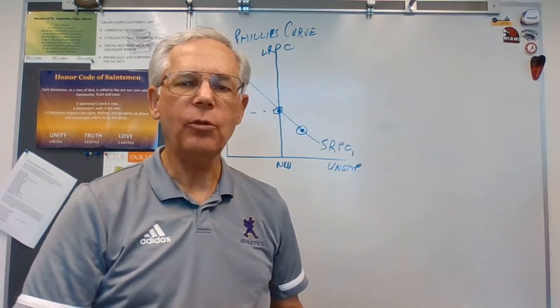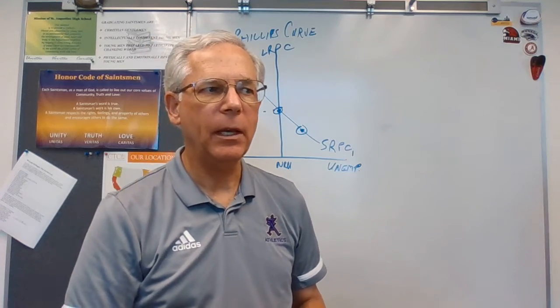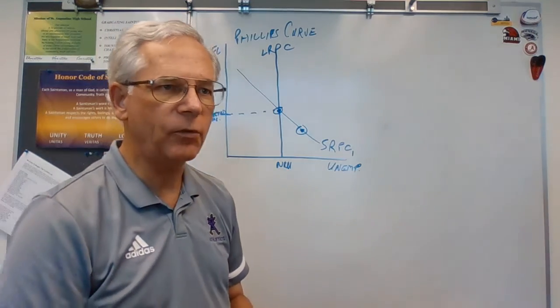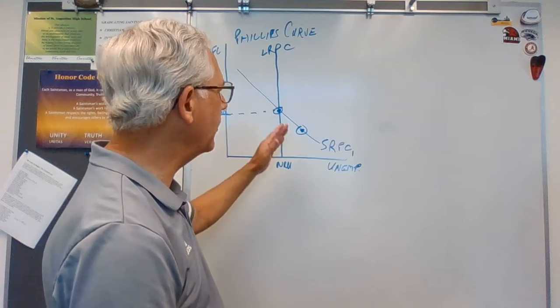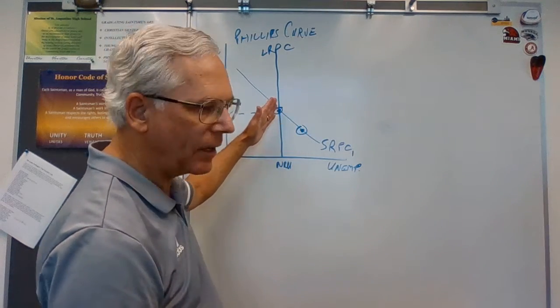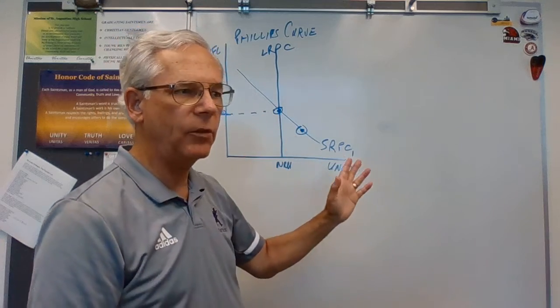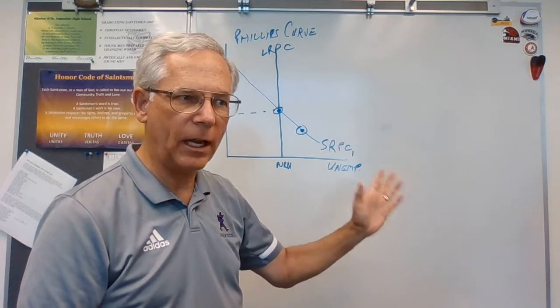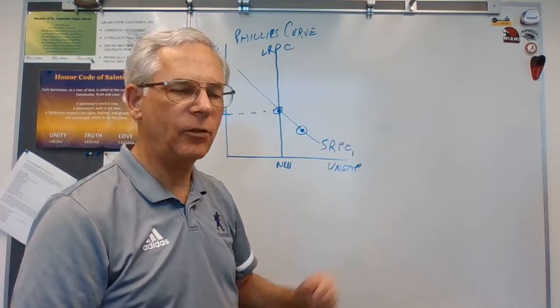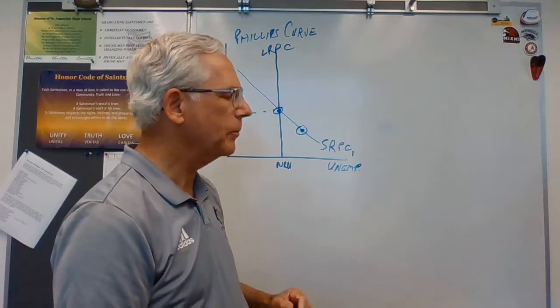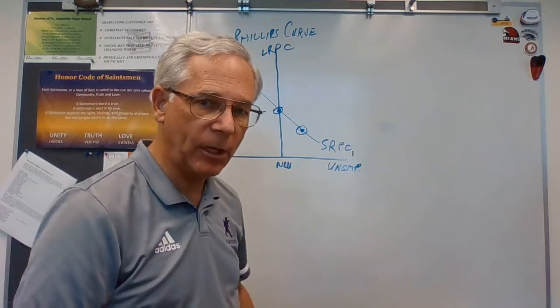But usually government does step in. They try to give a stimulus package to an economy that's in recession, and typically we get back to that inflation level. We slide back up here as long as the short-run aggregate supply, SRAS, has not moved. So that kind of wraps up the Phillips curve.